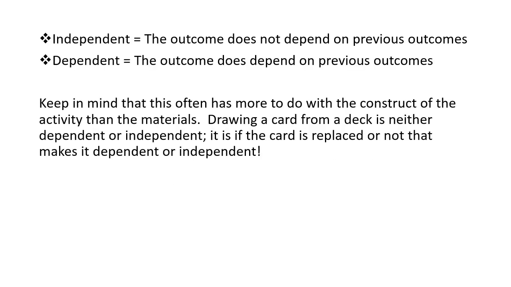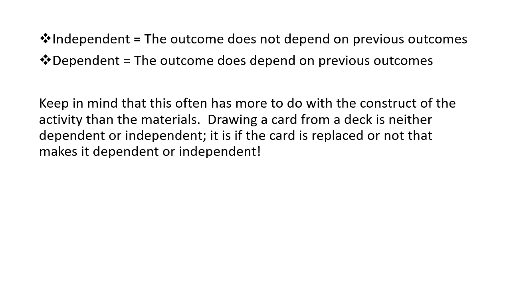So we've got two terms here, independent and dependent. These are not new terms. These came up in the previous set of slides, but we're going to be talking about this idea a little bit more in this section. So I want to take a moment to review these two terms. So independent, if we remember, means that the outcome does not depend on previous outcomes.